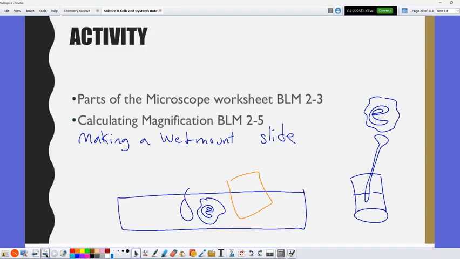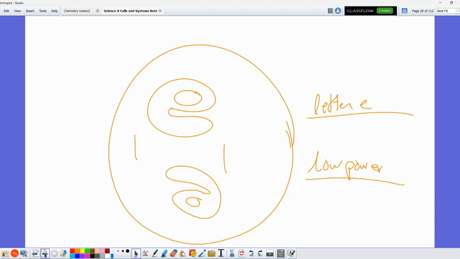We looked at how to make a wet mount slide. You put your slide, you put your drop of water, you put whatever it is you're looking at. In this case, we looked at the letter E, and then you put a cover slip on top of them. Really easy to make a wet mount slide. And then there were some pictures that we talked about.